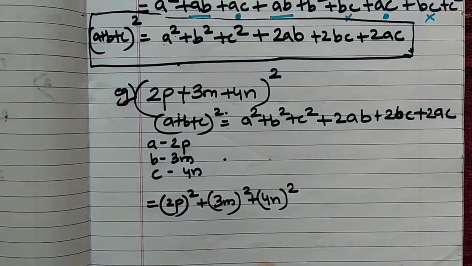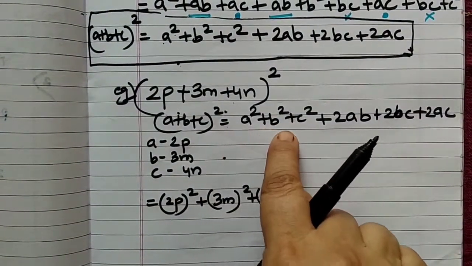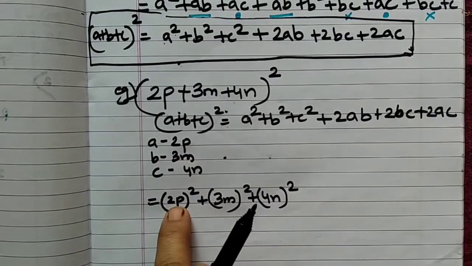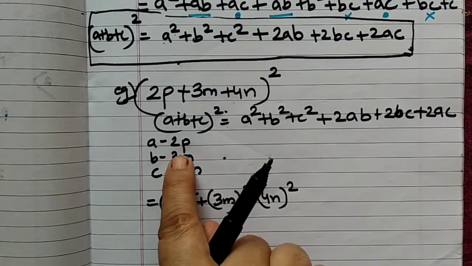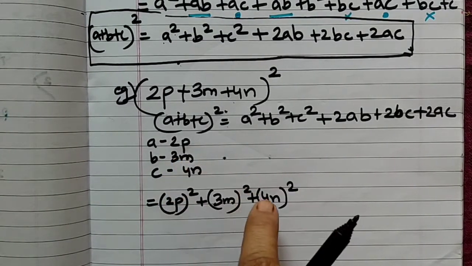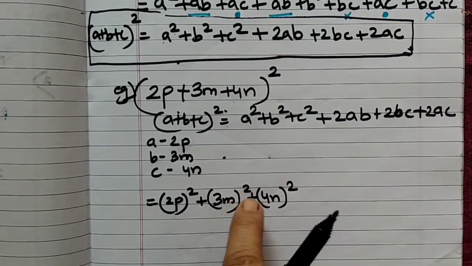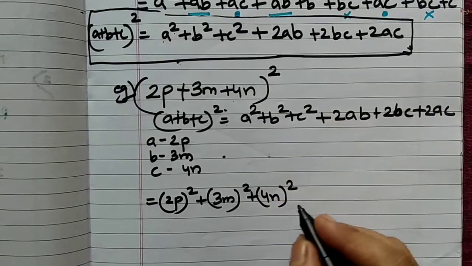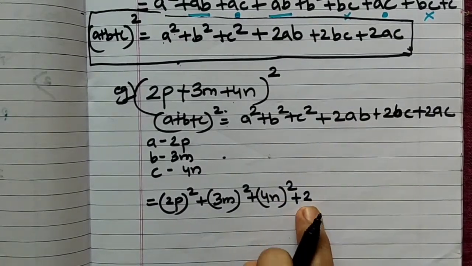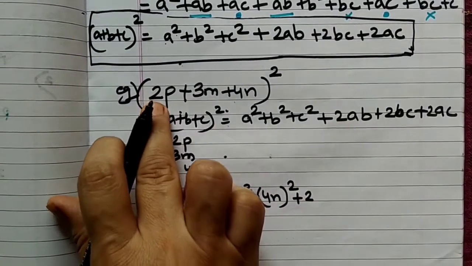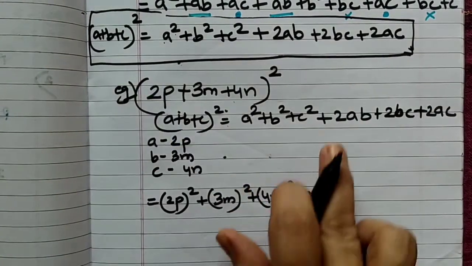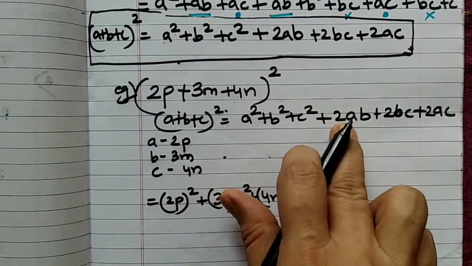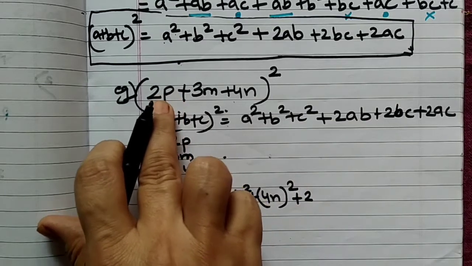This much you have followed. a square plus b square plus c square. So a is 2p, so (2p) whole square, plus b is 3m, (3m) whole square, and c is (4n) whole square. Now the next term is plus 2 into a into b. So plus 2, we have to write this 2. Even though there is a 2 here for a, this is a 2 in our formula. That has nothing to do with the 2 with p.